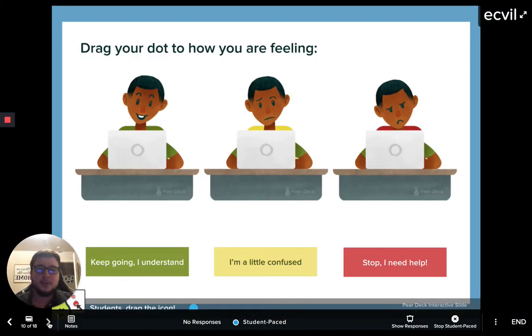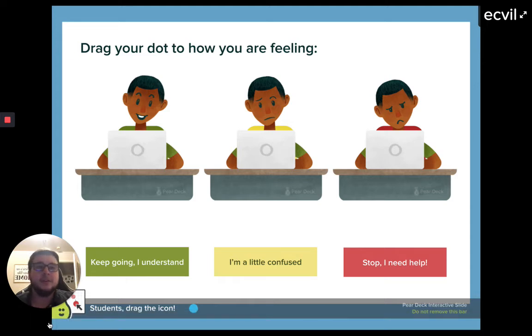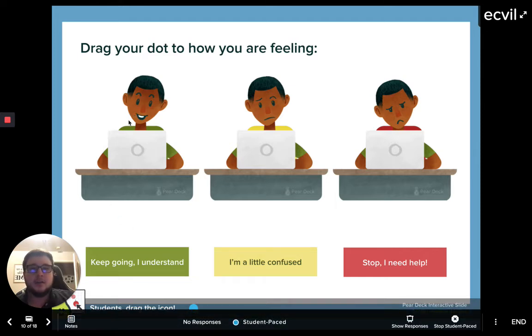Next. Alright, so I want you to go ahead and take a second and think about how you're feeling about the difference between accuracy and precision. If it's something that you feel comfortable describing about a data set or something like that, then go ahead and drag your dot to the green. If you're a little confused, put it here in the yellow, and if you really need extra help, put it here in the red. That way I know where you're at.